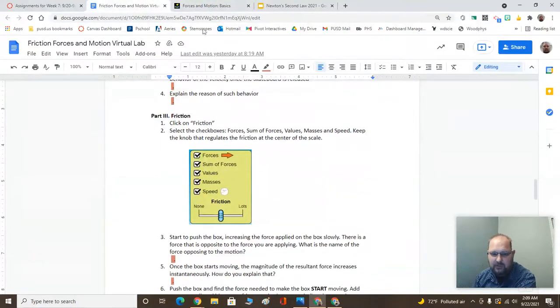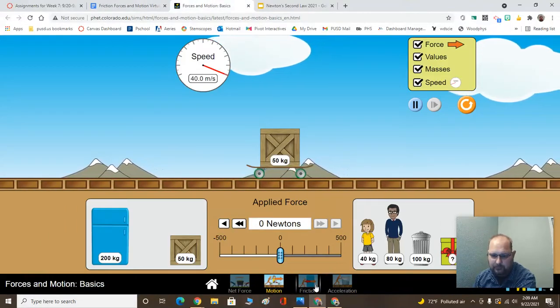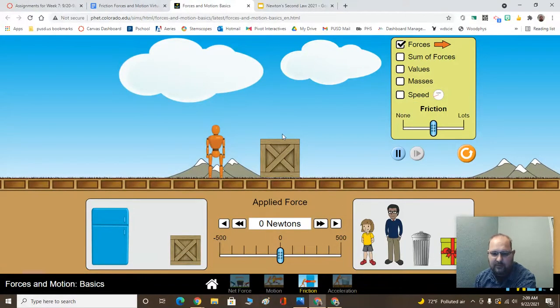So then we're going to go into part 3, which is friction. I'm going to change this to friction here.